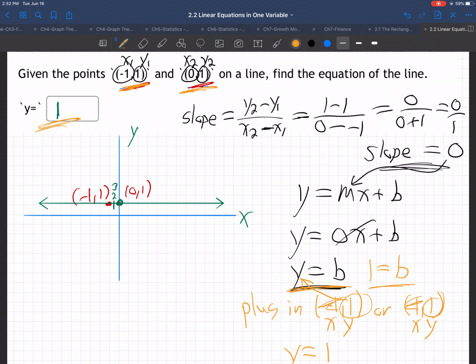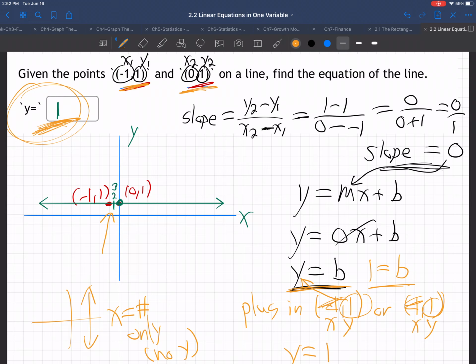I think it's easier just to graph the thing to see that it goes through the y-axis at a height of 1, so it's y equals 1. Horizontal and vertical lines only have one letter, right? This only has y, doesn't have an x at all. Vertical lines have x equals a number only, and they have no y. So vertical and horizontal lines are missing one of the 2 letters.